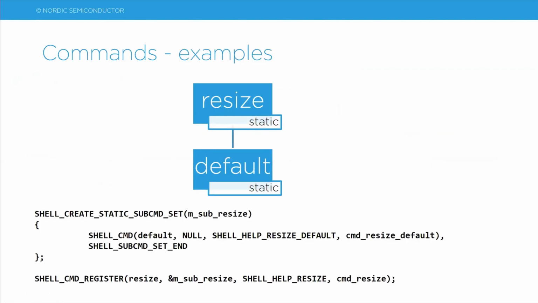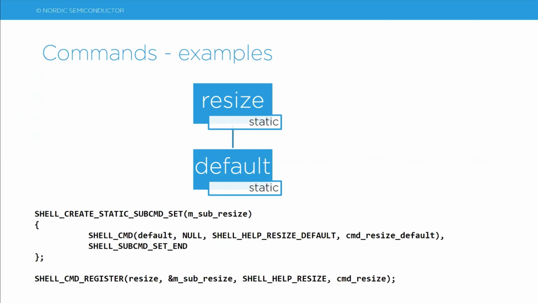Okay, so this is an example of a built-in command in the system. Its root command is called resize. It's static. All root commands are static. Static means they are known during compile time. Their name and their syntax must be known during compile time. For a dynamic command, you don't need to know the number and syntax during compile time.